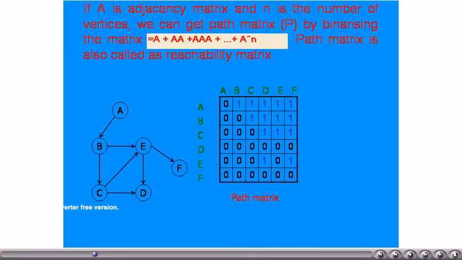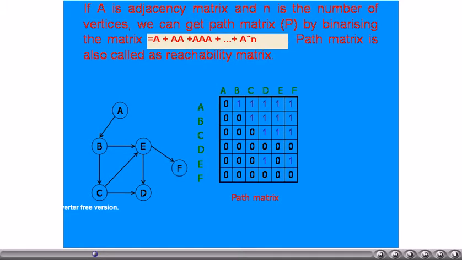In the same fashion, A cube may indicate the existence of a route from one station to another with three jumps. Like that, if we calculate A power n, that indicates the existence of a route from one station to another station with n jumps. The sum of all these matrices, that is A plus A square plus A cube plus etc. up to A power n, and the binarized version of it, we can call the path matrix.